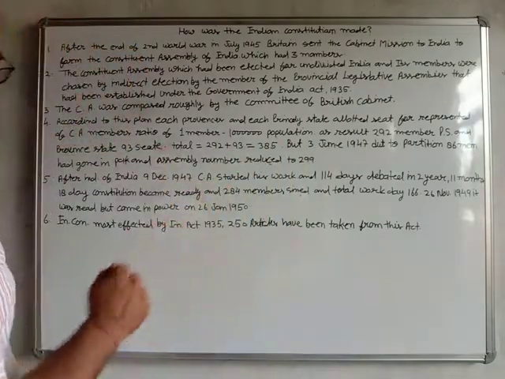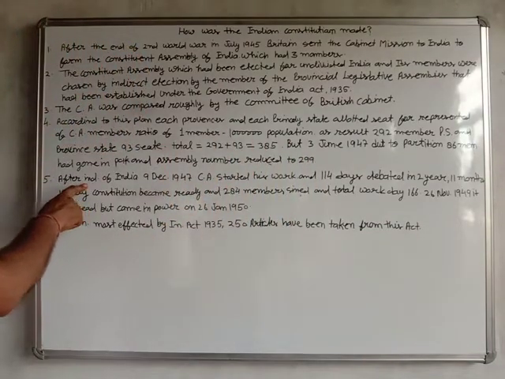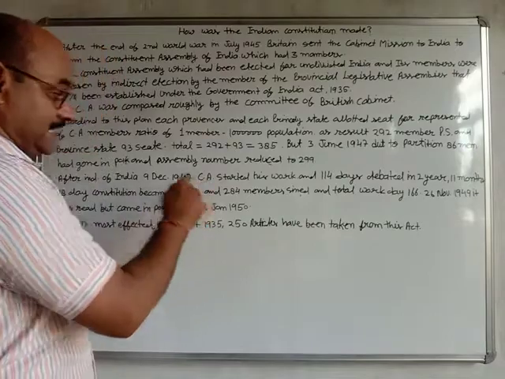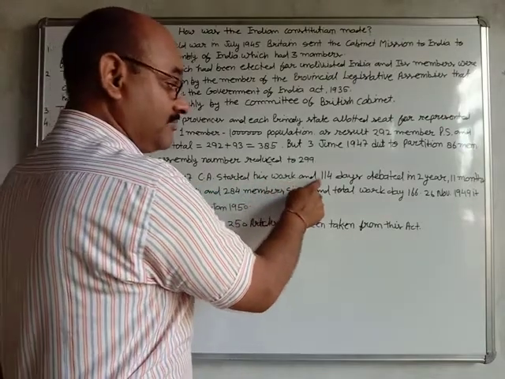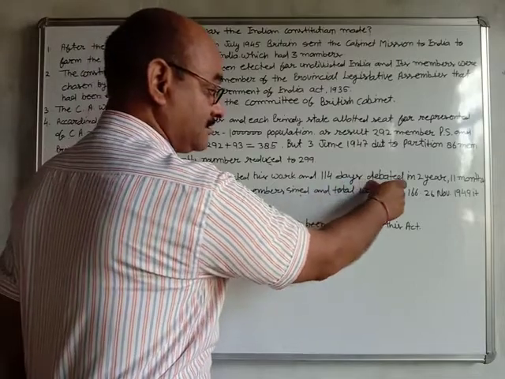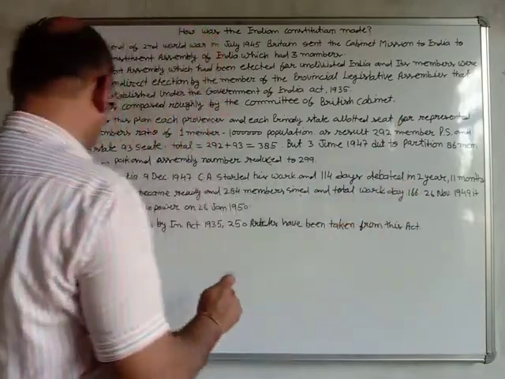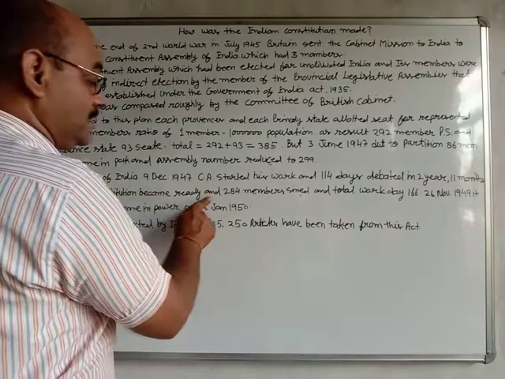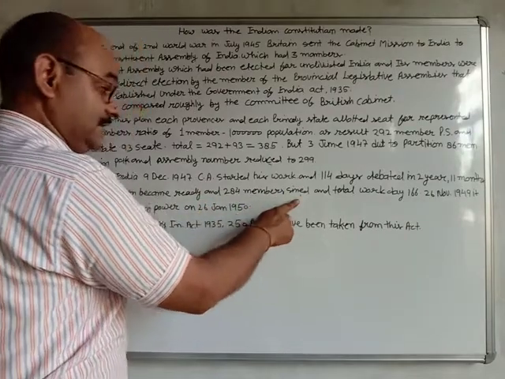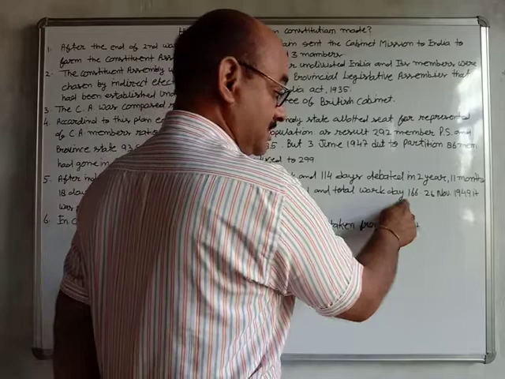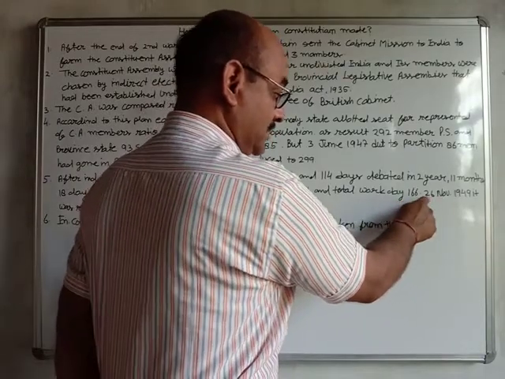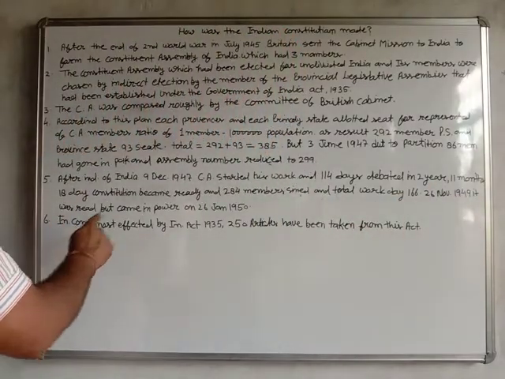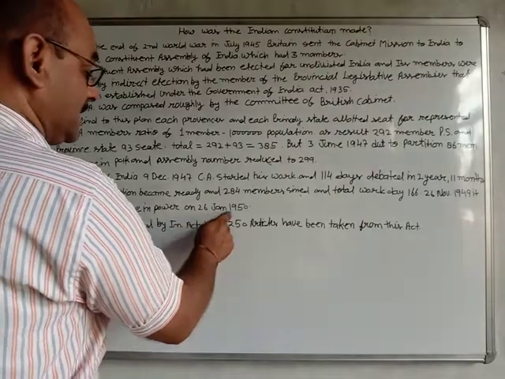299 members remained. What happened then? After the independence of India, on 9 December 1947, the Constituent Assembly started its work, and after 114 days of debate, in 2 years 11 months 18 days the constitution became ready, and 284 members signed it, and the total working days were 166. On 26 November 1949 it was ready, but it came into power on 26 January 1950.